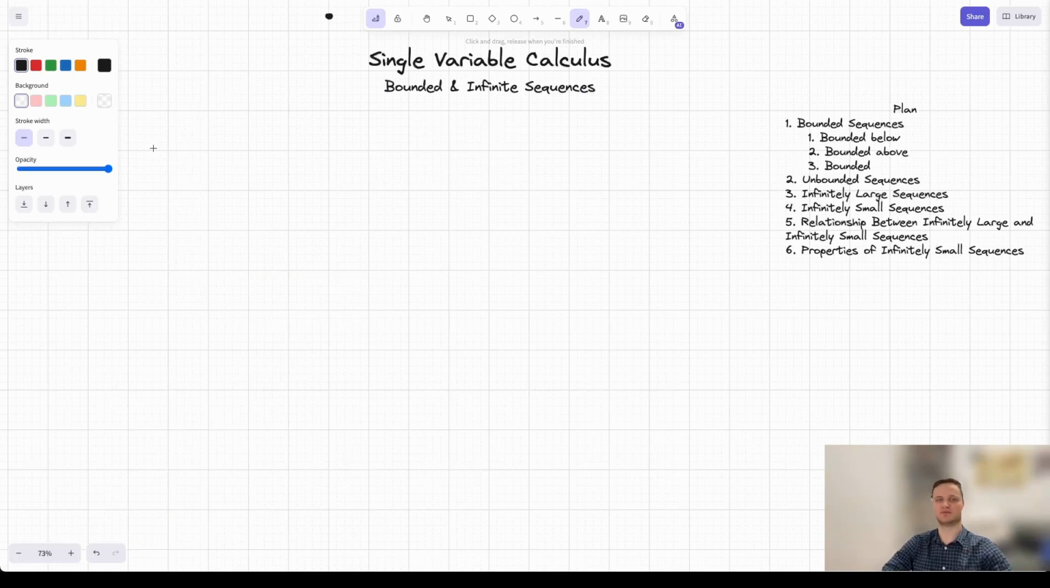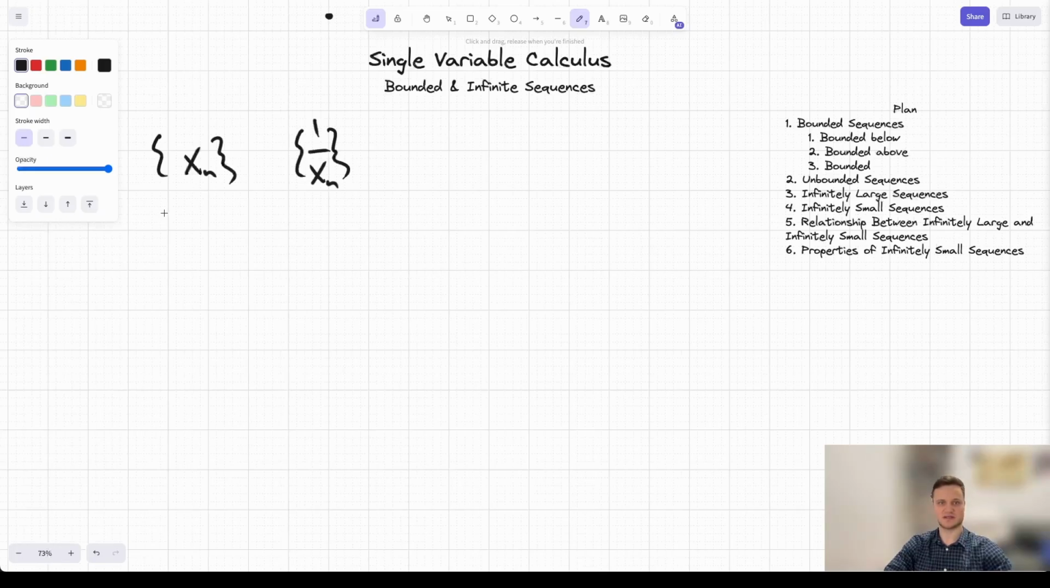There's a crucial relationship between infinitely large and infinitely small sequences. If a sequence is infinitely large, for example x_n, and all its terms are non-zero, then the sequence 1 over x_n is an infinitely small sequence. And conversely, if this one is an infinitely small sequence and all its terms are non-zero, then this one will be an infinitely large sequence. Let's prove the first theorem. The second one is proven in the same way, so we will not do that.